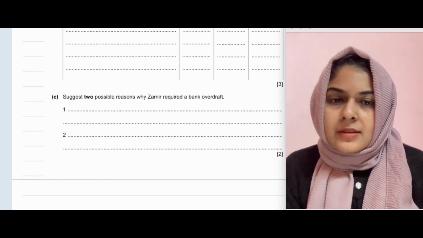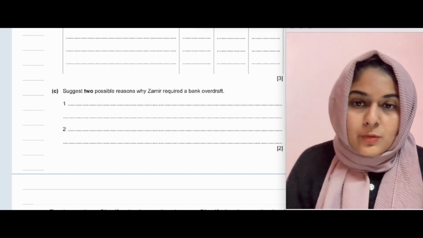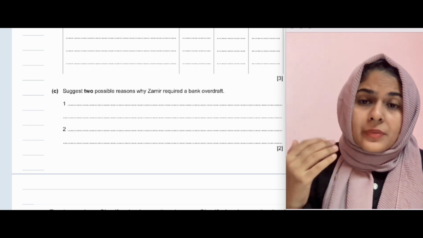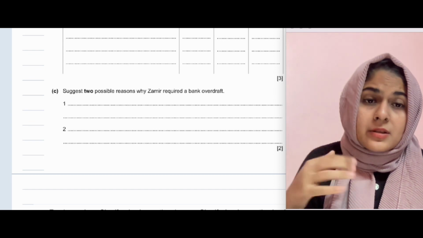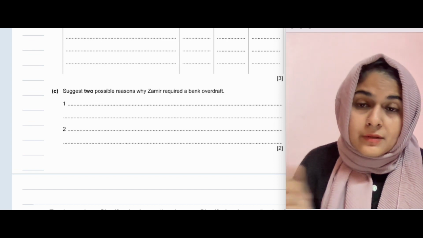In the next part, they're asking you, theoretically suggest 2 possible reasons why Zamir required a bank overdraft. You can say because उसकी level of drawings बहुत ज़्यादा हैं, इसलिए उसको drawings ज़्यादा करनी थी, इस वजह से उसने बैंक ओवरड्राफ्ट लिया है. दूसरा, maybe trade receivables are paying later, so they are delaying in payment, so that is why उसको cash flow problems हो रहे हैं, इसी वजह से, इसलिए उसको बैंक ओवरड्राफ्ट लेना पड़ा. या फिर cash flow improve करने के लिए उसने बैंक ओवरड्राफ्ट लिया.